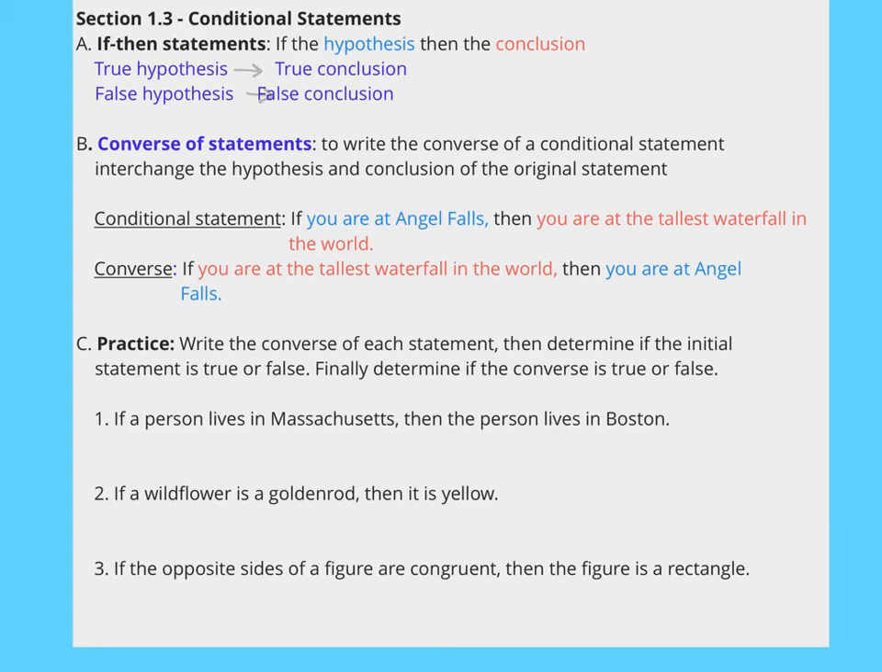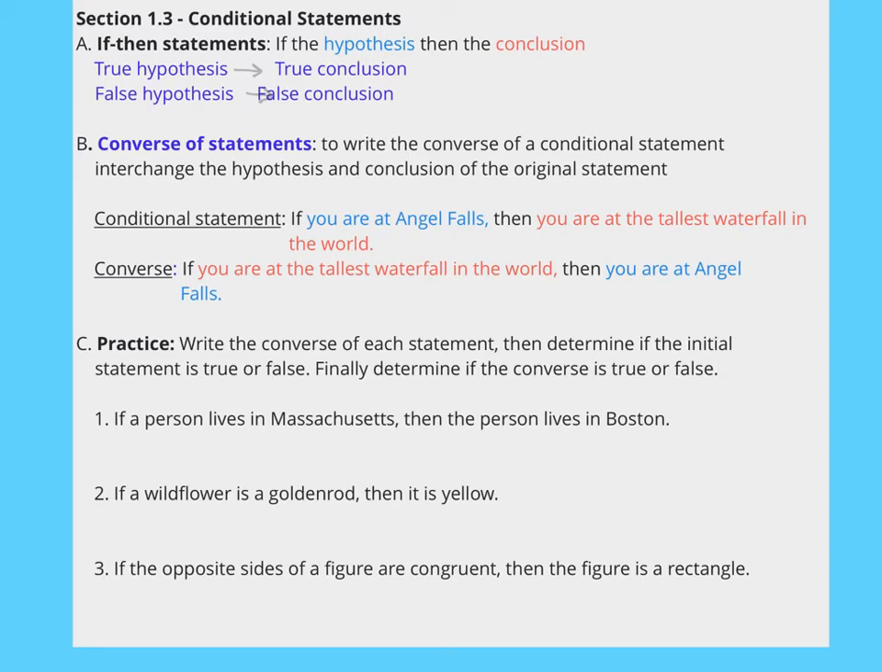We're going to be moving on to section 1.3, which is looking at conditional statements. So far, we've looked at some if-then statements, and we know that if we have a true hypothesis, we'll reach a true conclusion if we follow valid deductive reasoning. If we have a false hypothesis, we'll end up reaching a false conclusion. We're going to take a look at a couple of different types of statements.